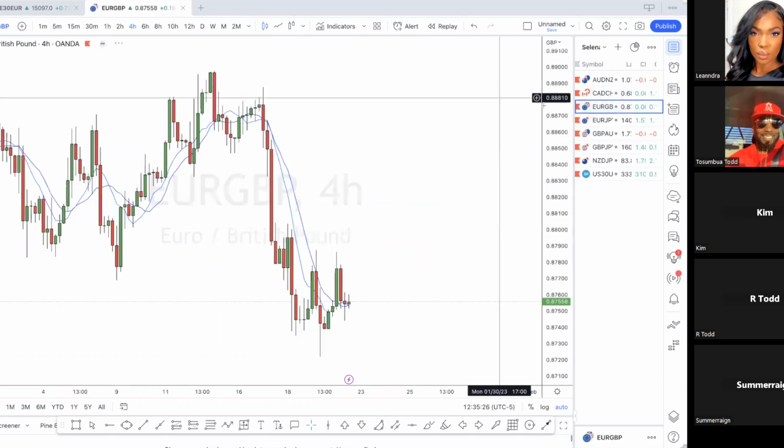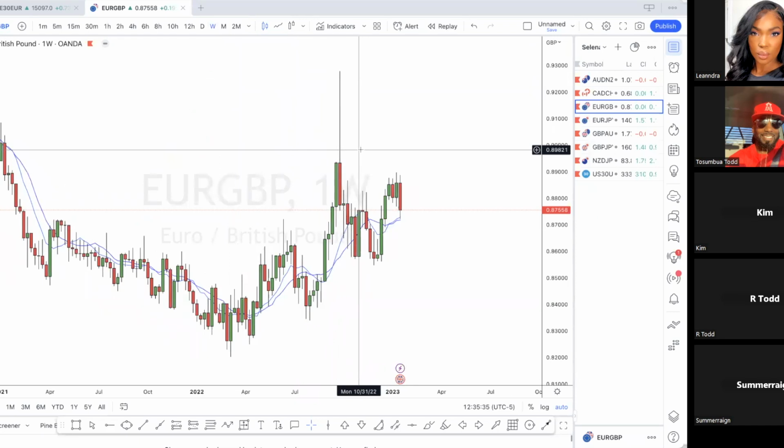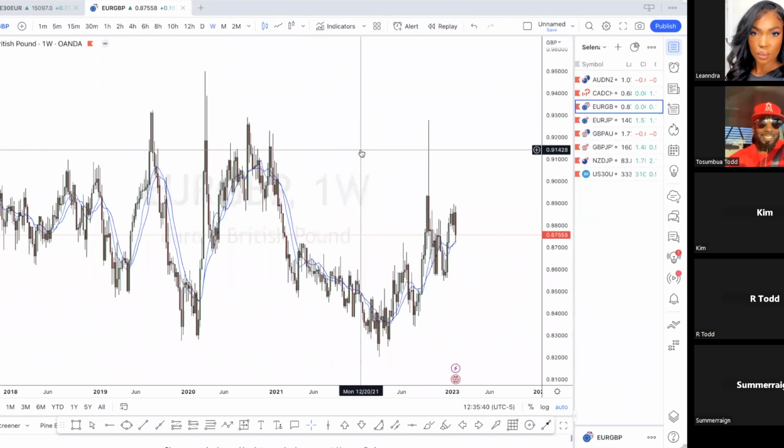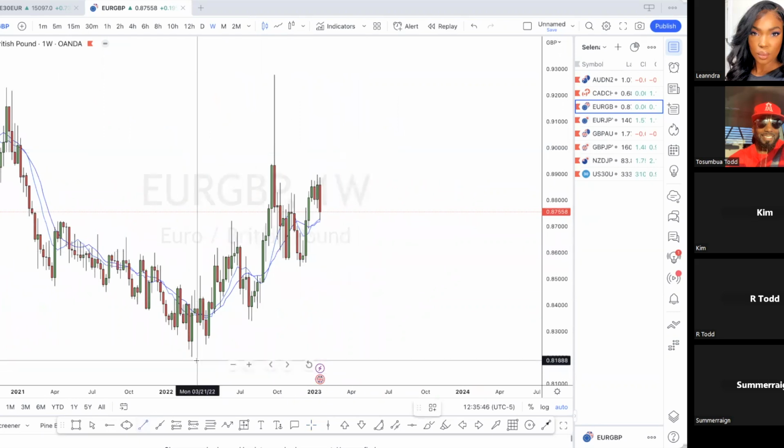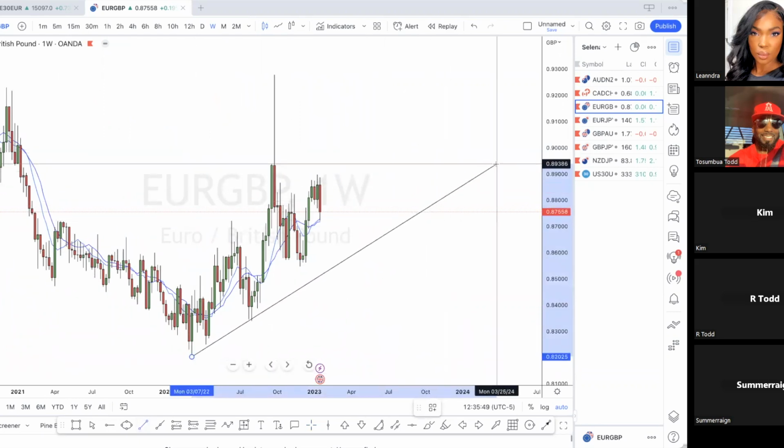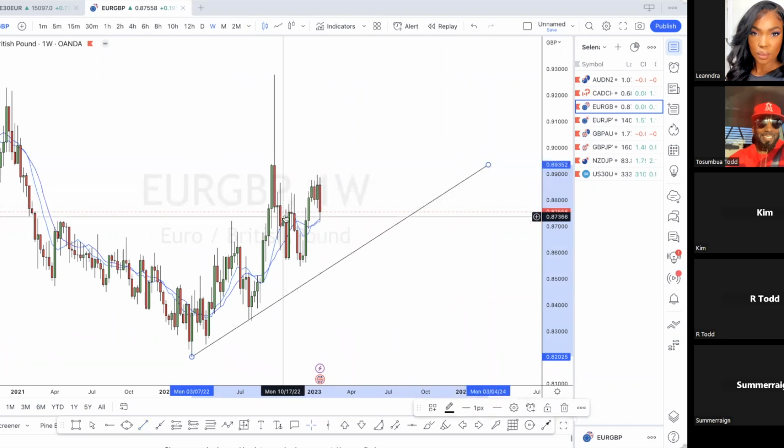Let's see, the next pair was Euro GBP. We have a weekly bearish order block. However, again, we have higher highs and higher lows. It didn't break this high, so I would be more biased for this sell here, to pull back to this trend line somewhere.